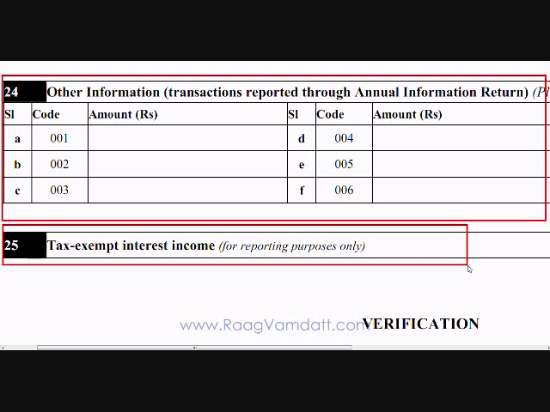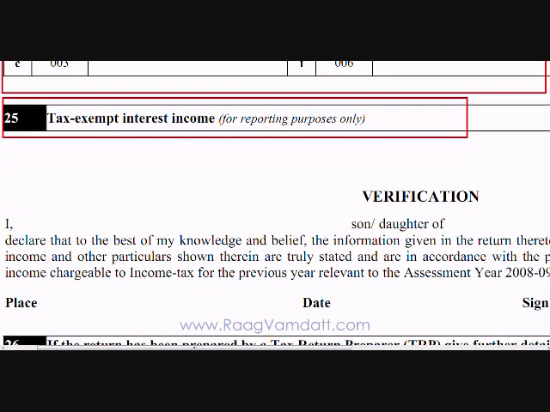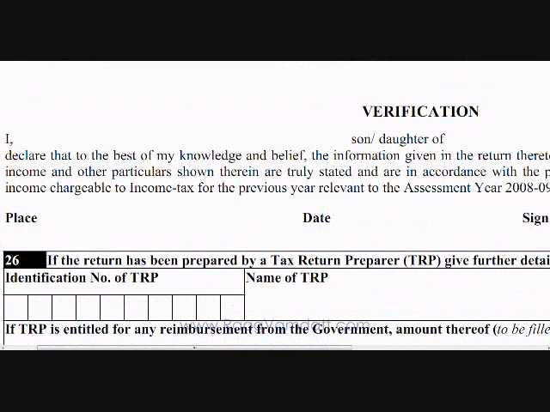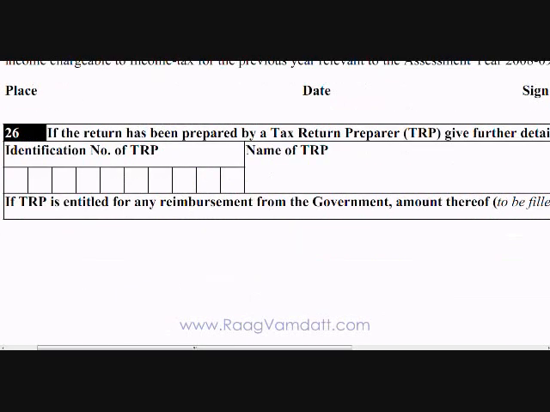In the end, put your name and your father's name, place and date, and sign the return form. Remember, even married women have to put their father's name and not their husband's name. Box 26 is applicable only if the return has been prepared by a tax return preparer, or a TRP. If you are watching this video, in all likelihood, your return would not be prepared by a TRP. If it is indeed prepared by a TRP, these details would be filled by him or her.